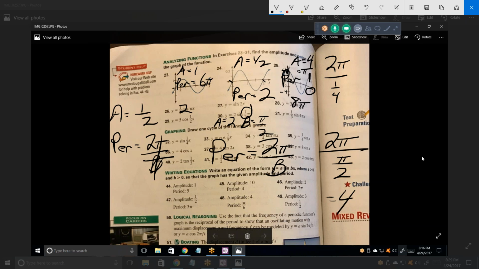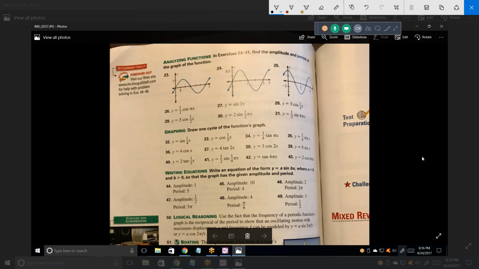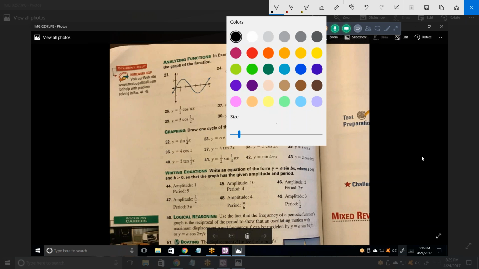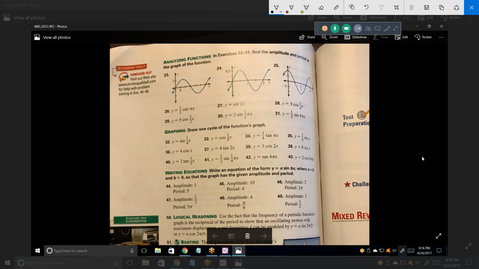Okay. Here, let me erase all of this so I got room to write. You're good. Okay. Yeah, so for 31, the amplitude is 1/3. And then the period, so it would be 2 pi over 4 pi, which is, pi's cancel out, so it's 1/2. Good.